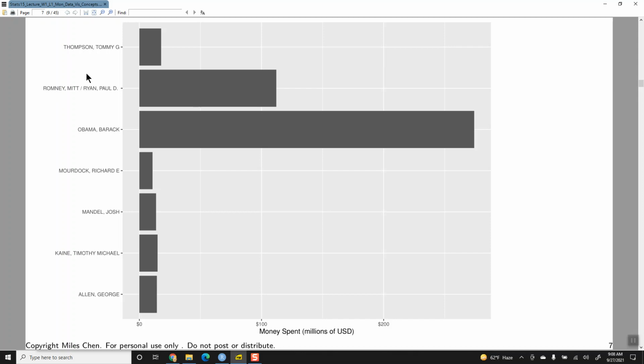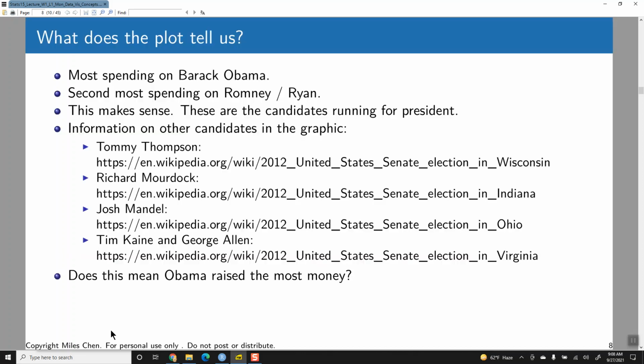We also have some other people: Tommy Thompson, Richard Murdoch, Josh Mandel, Tim Kaine, and George Allen. I don't know if any of these names sound familiar. Tim Kaine was the vice presidential candidate in 2016. But anyway, these people were also up for election, okay? And there were lots of people up for election, but $10 million wasn't spent on them. And so this is just the graphic that shows that.